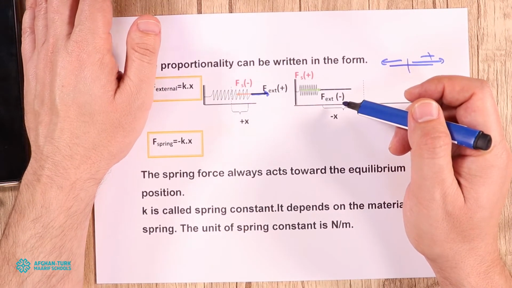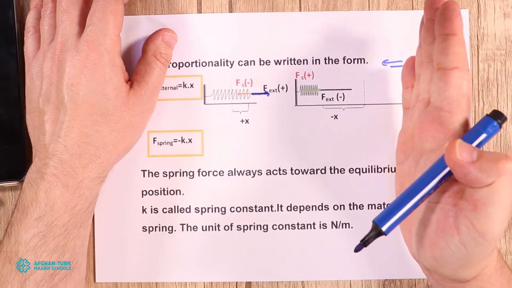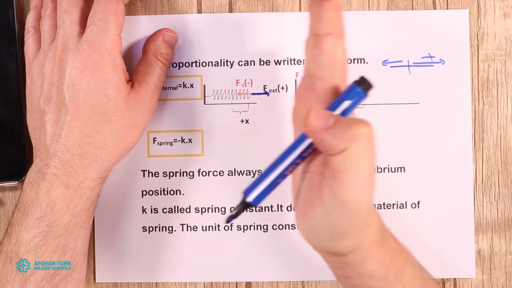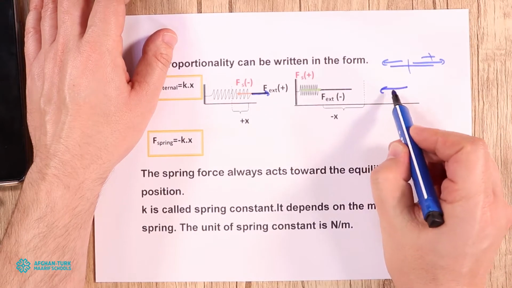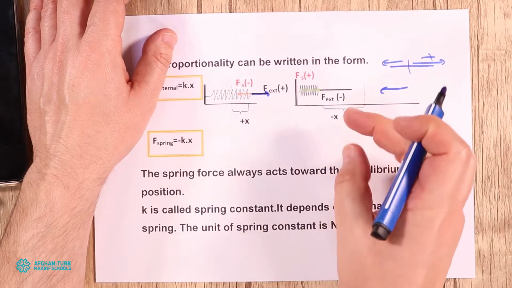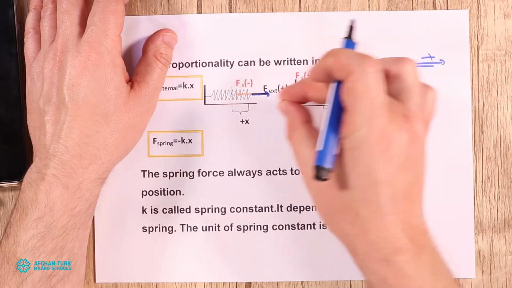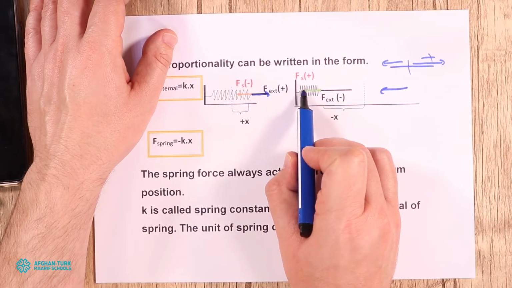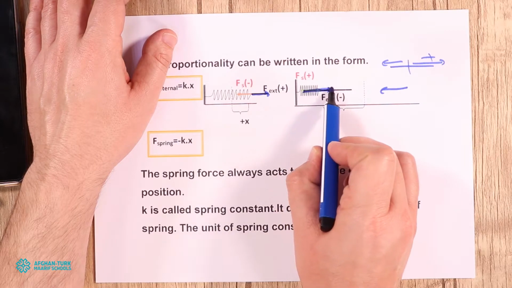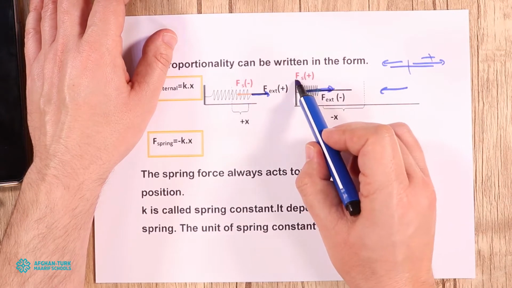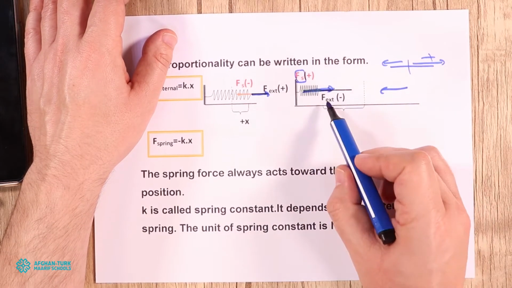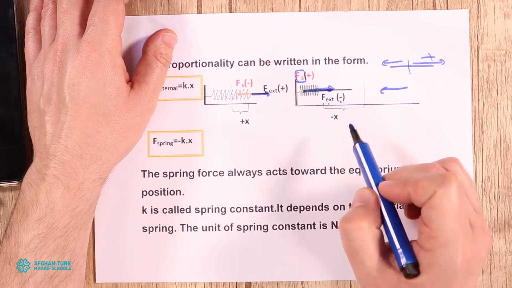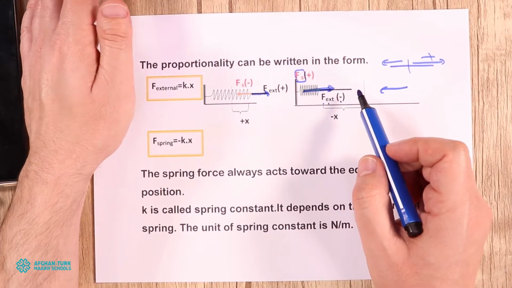So now what is the compression of the spring? If we apply an external force in this direction, the applied force will be toward the negative direction, but the spring force tries to pull the spring back toward the positive direction. So F_s denotes the spring force and F_external denotes the applied force.